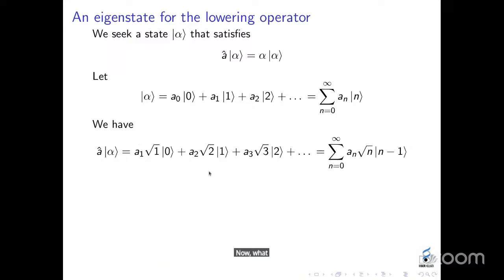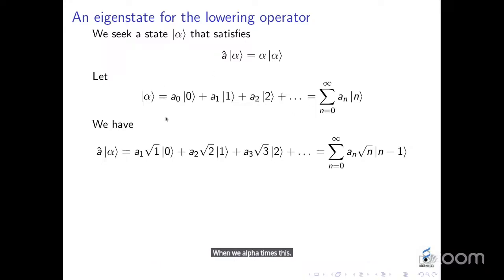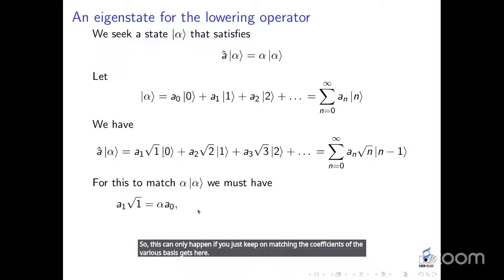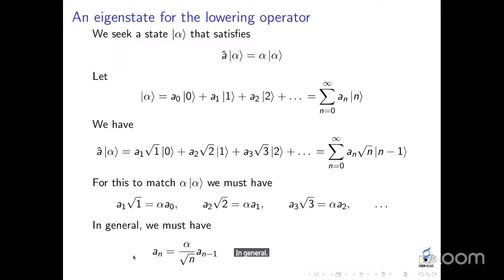Now, what we are demanding is that this particular ket that we have found, A1 square root 1 ket 0, etc., must be alpha times the original ket alpha. The only way that can happen is that the ket 0 coefficient of A acting on ket alpha must match the ket 0 coefficient of alpha times ket alpha, and so on. So this can only happen if you just keep on matching the coefficients of the various basis kets. A1 times root 1 has to be alpha A0, A2 times root 2 has to be alpha A1, A3 times root 3 has to be alpha A2, and so on. In general, An times root n has to be alpha An minus 1. And if you solve this, it's pretty simple, An has to be alpha raised to n by square root of n factorial times A0.